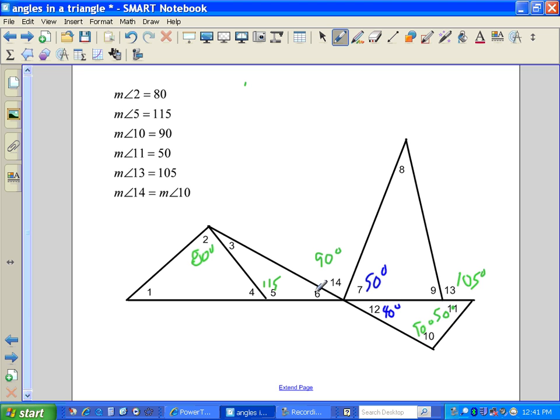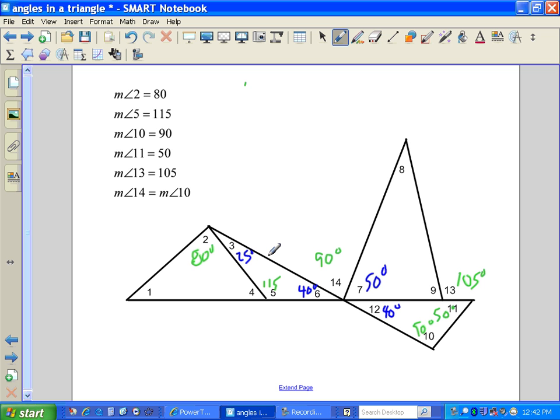Angle 12 and angle 6, what kind of angles are those? They're vertical angles. Vertical angles are the same, they're equal to each other. So this is 40. See how we're working our way around this triangle? Now we've got a 40-degree angle here and a 115-degree angle there. That'll help us get angle 3 over in this corner. 115 plus 40 is 155. That leaves me with 25 for this angle. Let me check that. 65, 75, 80. Yep.